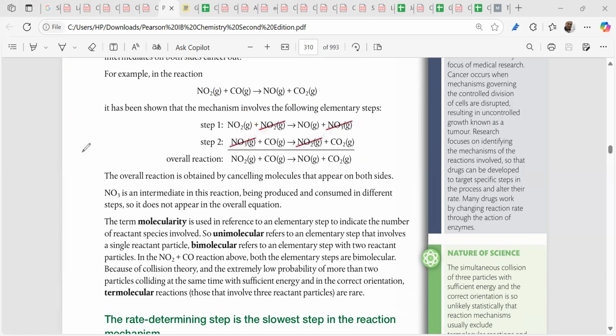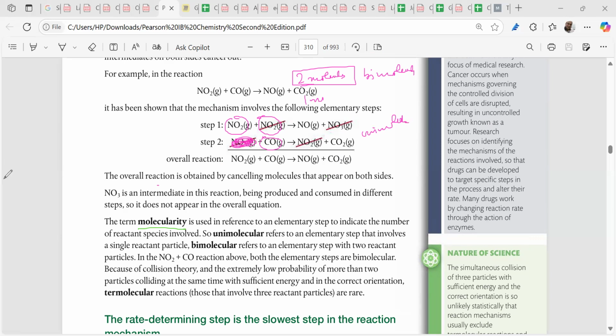Now remember one thing: we have to know something about the molecularity of a reaction. The number of reactant molecules involved in a step is called the molecularity of the reaction. If there are two molecules involved, then this is bimolecular. If there is one molecule involved, suppose this step is this, how many reactant molecules are involved? One, so it will be unimolecular.